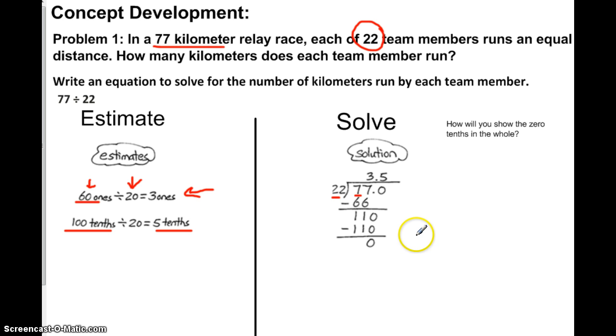So then they simply do the division over here. So they use the 3 that they estimated, and then they multiplied 3 times 22. They got 66. They subtract, they got 11. They brought down the 0. Then they used their 5 from the estimate. 5 times 22 is 110, and so that works. So over here it says, how will you show the 0 tenths in the whole? So it basically becomes a decimal, and it becomes 5 tenths.